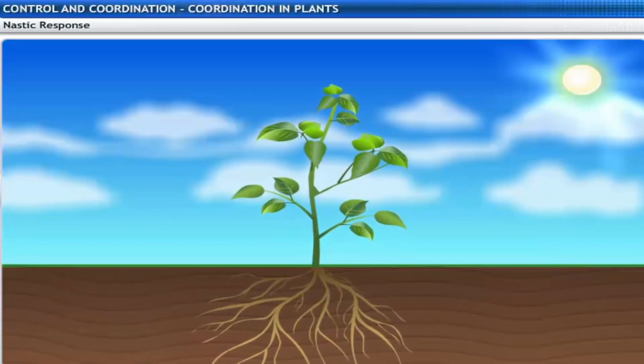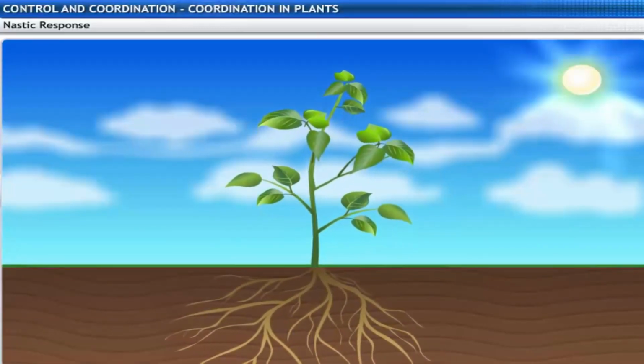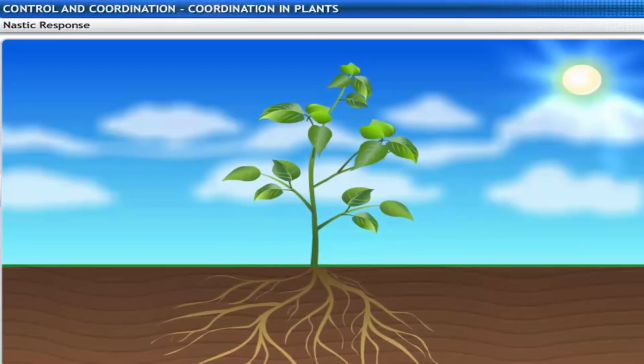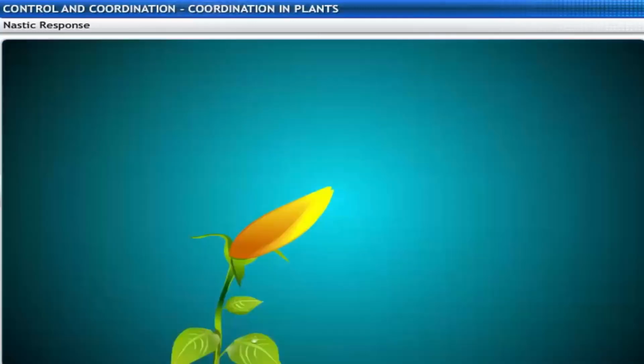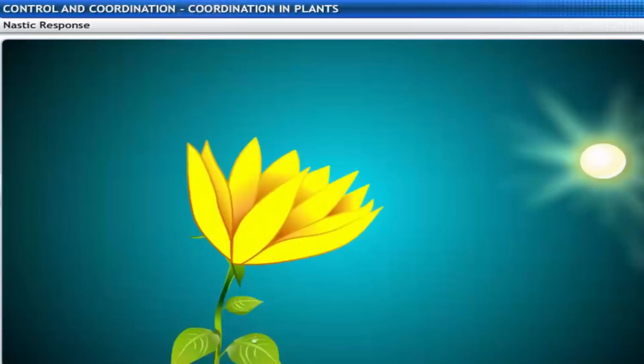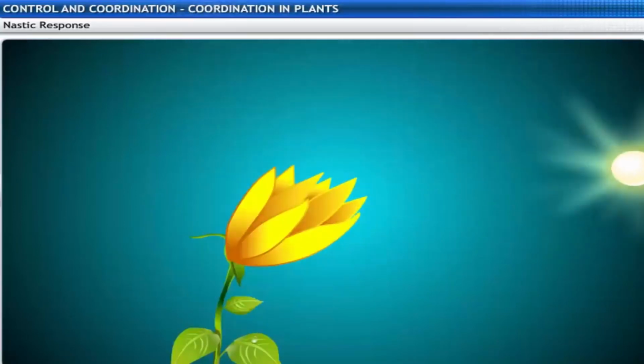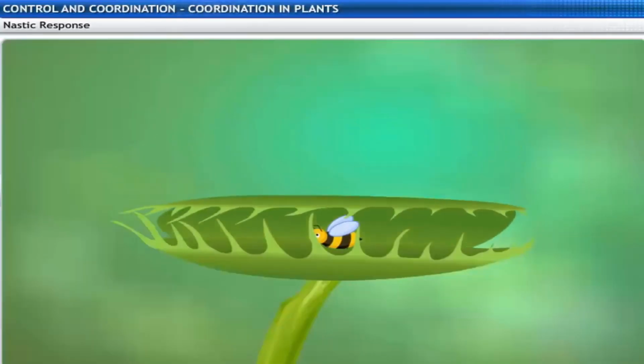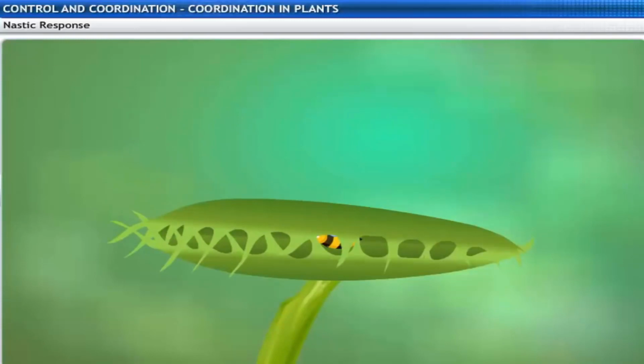Unlike tropisms, movement in plants does not occur in the direction of the stimulus. Some other examples are the opening and closing of flowers and the movement of the Venus flytrap.